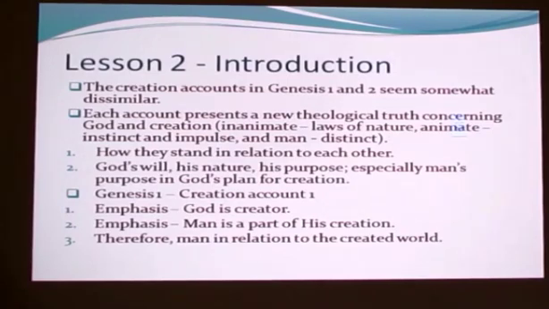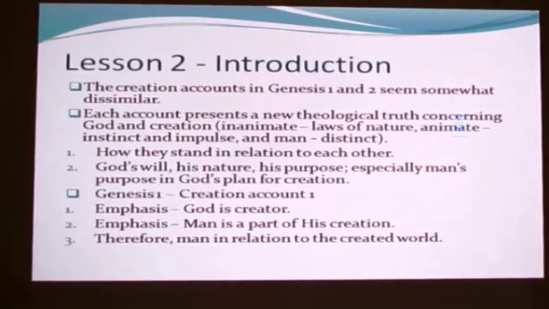Alright? And in creation we talk about the inanimate moon, sun, stars, which are governed by laws of nature. Then you have the animate, which is the animals, which are guided by their instincts and impulses. Then you have man, which is very distinct. And we said that the theological truth that he wants to draw out here is just to show you how they stand in relationship to each other, God, man, and the inanimate and animate objects. And also to show God's will, his nature, his purpose, especially man's purpose in God's plan for creation.